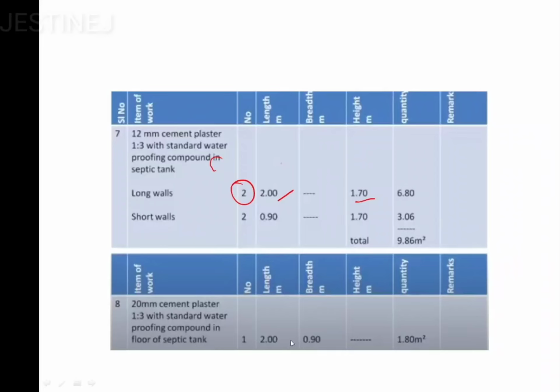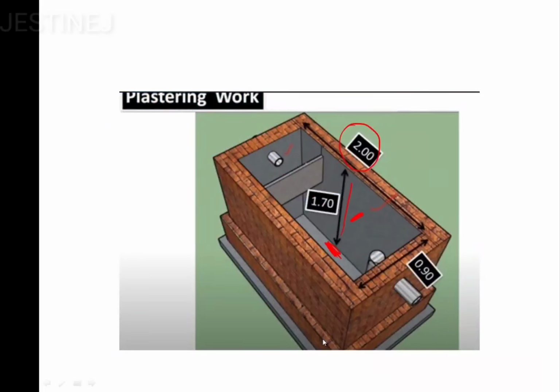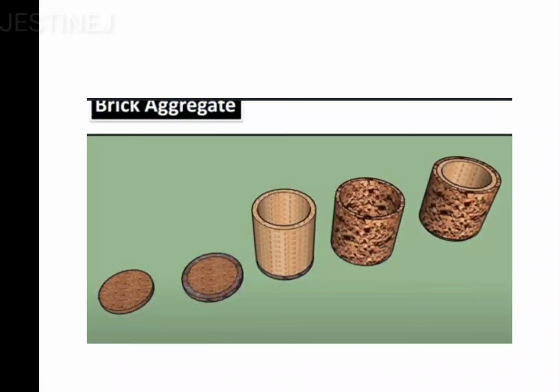And the last calculation is for the cement plaster over the bottom surface, and the thickness to be provided is 20 mm. This 20 mm and this 12 mm have no influence over the estimation part. The calculation will be purely based on the area, meter square. The length is going to be 2 meter and the breadth is going to be 0.9. The bottom portion dimension is clearly visible, length 2 meter and 0.9. So you'll get 1.8 meter square.